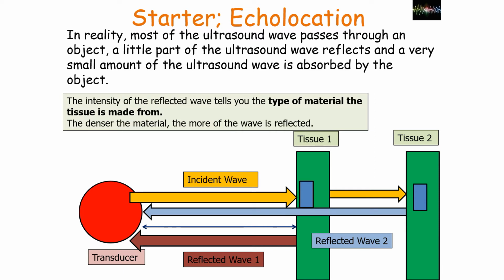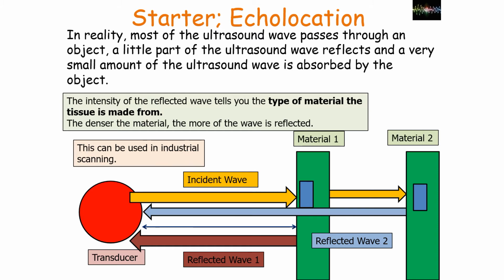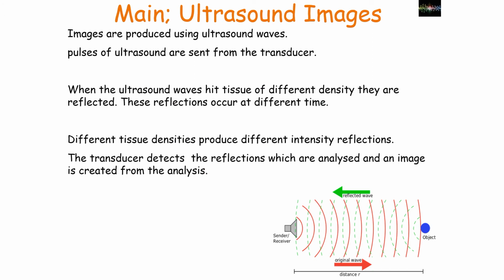Now, the intensity of the reflected wave tells you the type of material the tissue is made from. The denser the material, the more of the sound wave that is reflected. We can use this in medical scanning, and we can also use this in industrial scanning as well. So just to clarify, images can be produced using ultrasound waves.